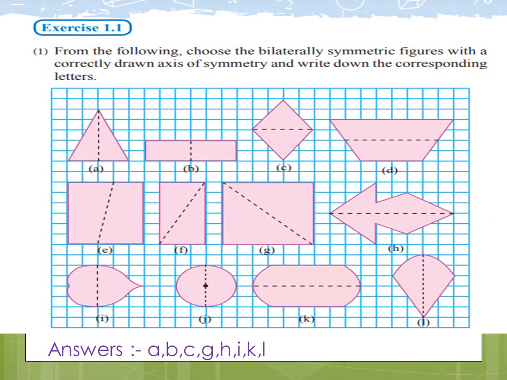So in this one, from the following, choose the bilaterally symmetric figures with a correctly drawn axis of symmetry and write down the corresponding letters. So guys, in A, I think you can see the two sides coincide, and it is a bilateral symmetric figure, because the dotted line is straight. Even just by looking, you can guess that it is a bilateral symmetric figure.